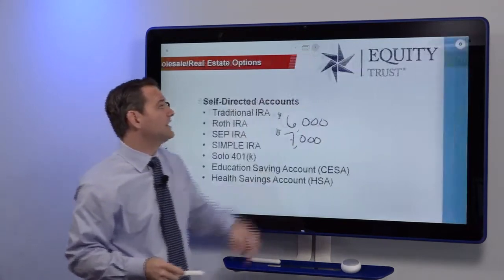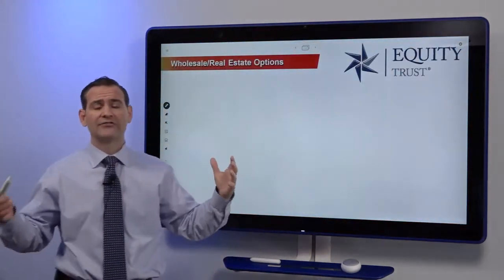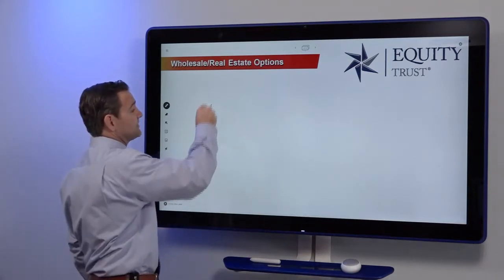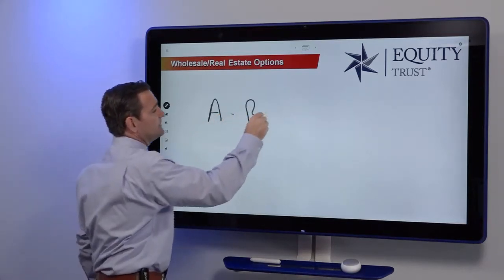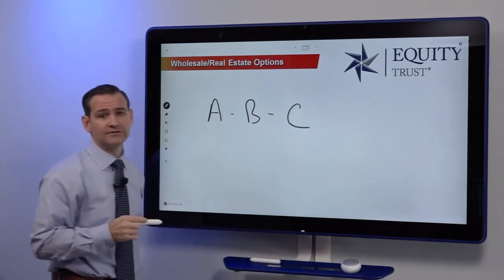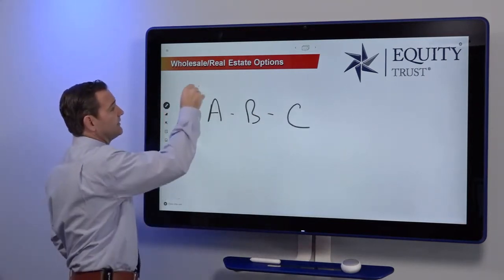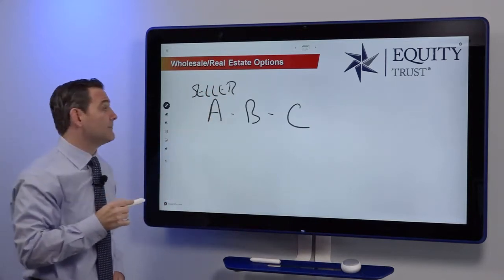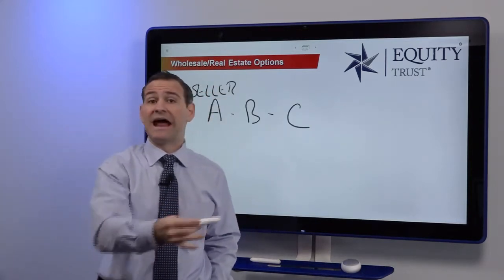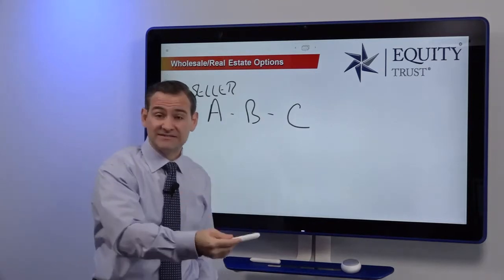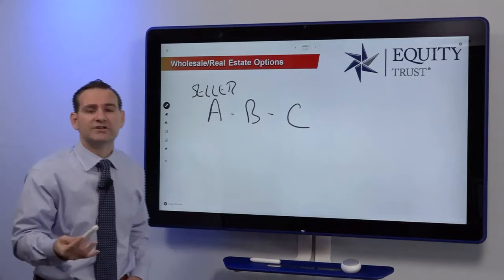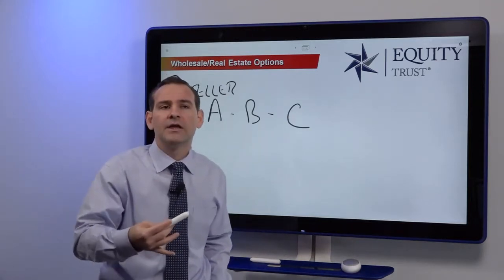So let me dive right into what this whole concept means for those of you that might not be familiar. This is essentially an A to B to C transaction. So we have a seller here. This is someone who owns a property. Maybe it's a vacant house. Maybe it's an estate sale or probate. And the seller is in some sort of position to sell the property at a discount.